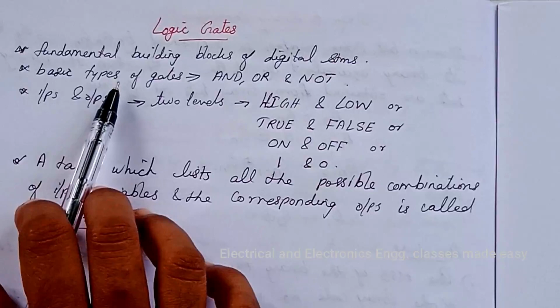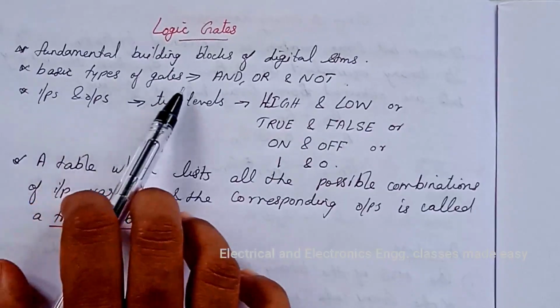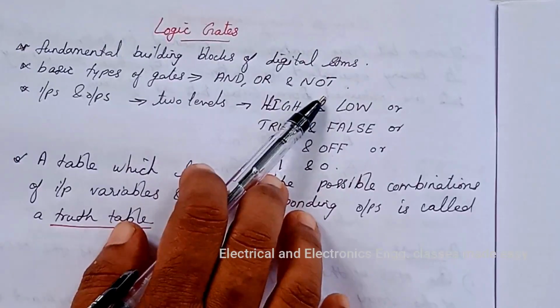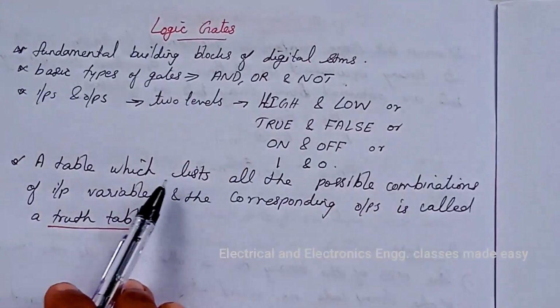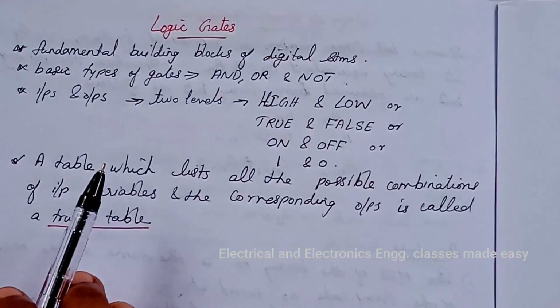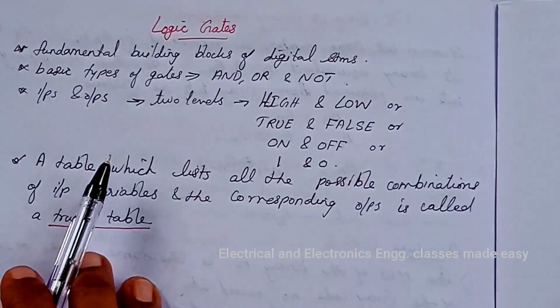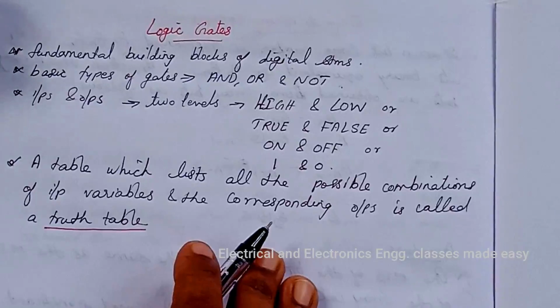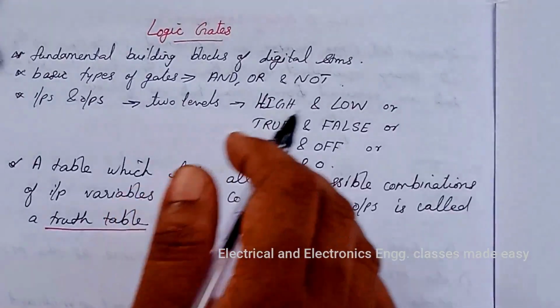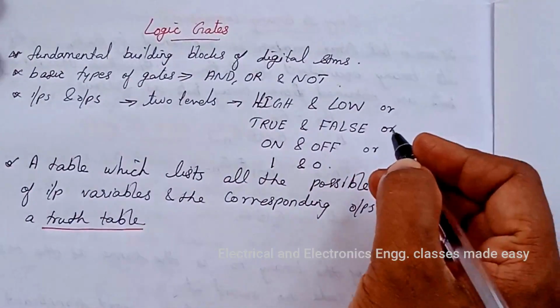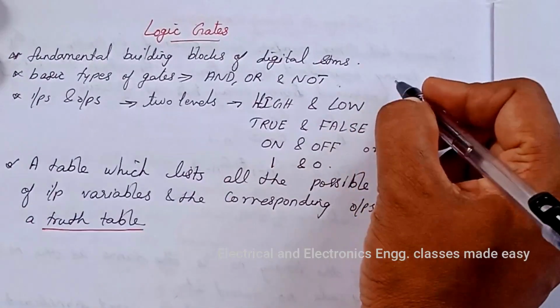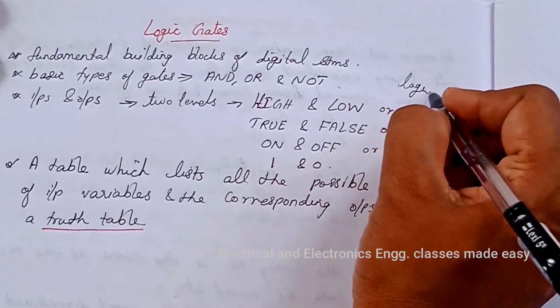There are three basic types of gates: AND, OR, and NOT. The interconnection of gates to perform a variety of logical operations is called logic design.